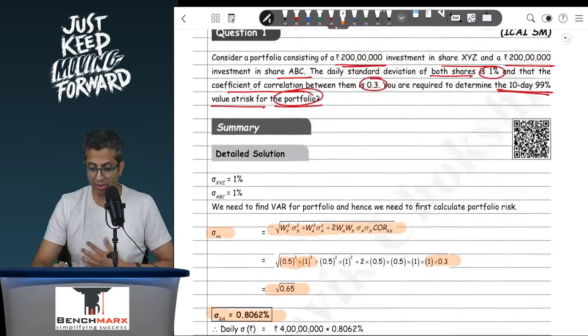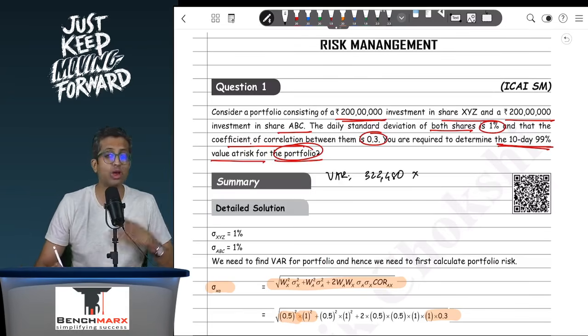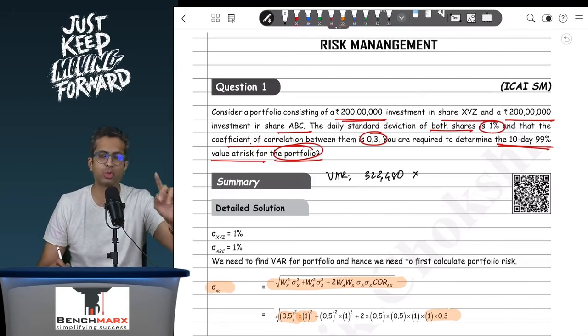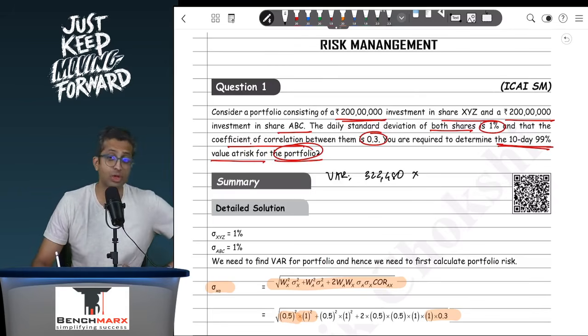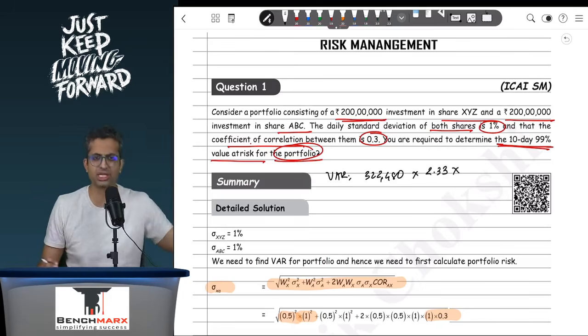Now if I want to find the value at risk at 99% confidence, your total portfolio is 4 crores. So 4 crores into 0.8062% will come to 3,22,480. This is your average standard deviation in rupees on a single day, into the Z value. The maximum deviation you can say is 2.33 times that, the Z value, because 3,22,480 is the average deviation. We are saying, in the worst case, what will that be?